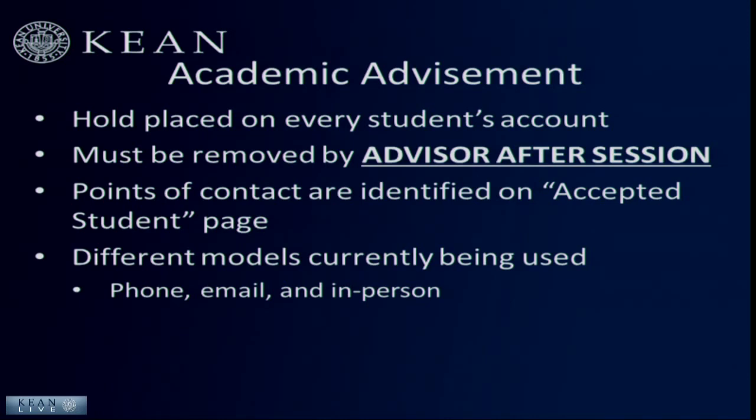We have points of contact on the accepted student page. This is something that we need to be maintaining. It's not always maintained. Over the summer, a lot of these points of contact change, so we have to be in the loop with all of these things as well. And like John was saying before, we want to be proactive in our outreach to the students, particularly with those points of contact. Instead of the students finding them, we want to find the students. And then different models that are currently being used for advisement: phone, email, in person.